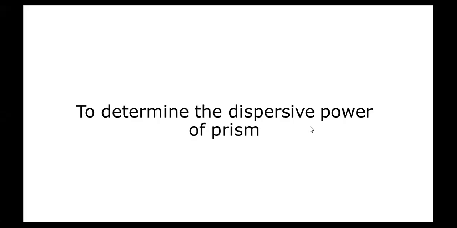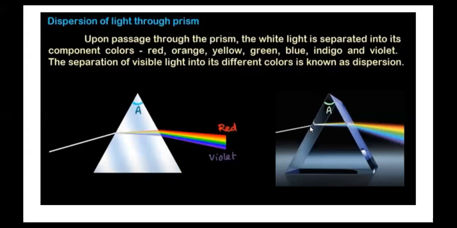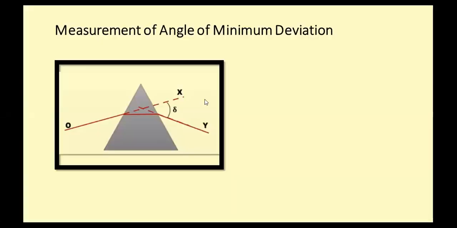Today, we are going to perform an experiment whose aim is to determine the dispersive power of prism. We all know when white light passes through a prism, it separates out into seven different colors. This separation is known as dispersion. To find the dispersive power, we first have to calculate angle of minimum deviation.